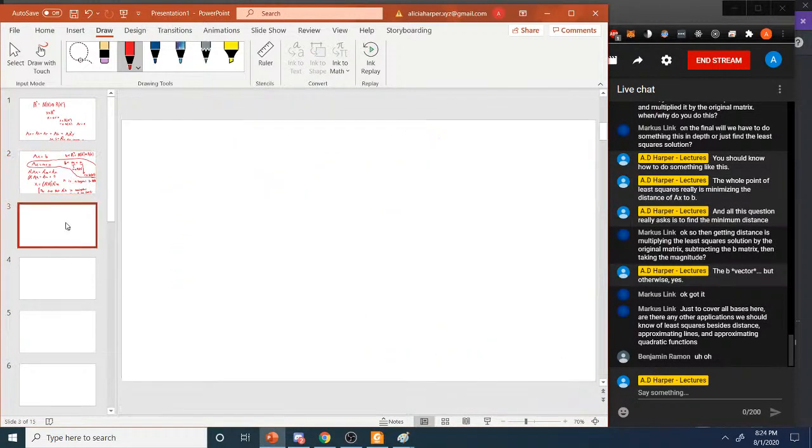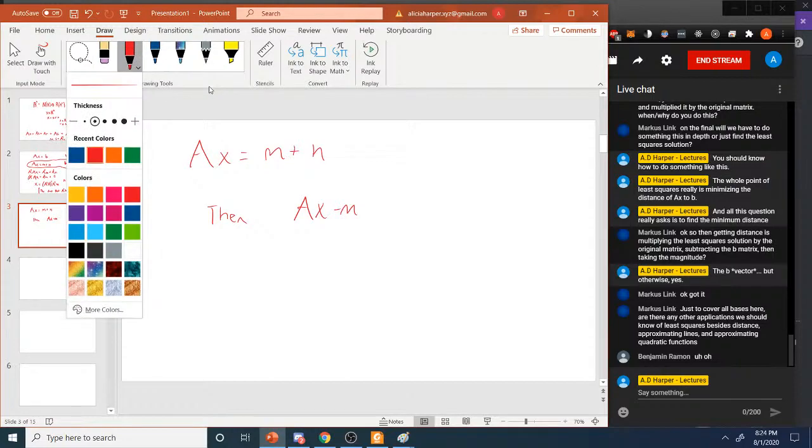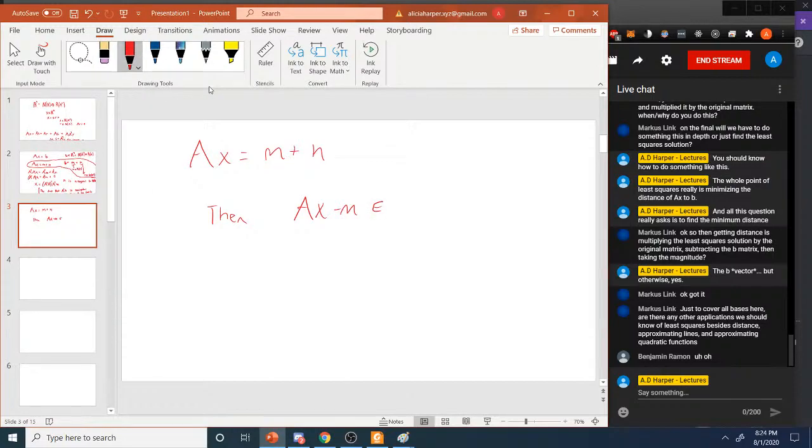So let's look at this. Ax is equal to m plus n. Then Ax minus m is an element of the column space of A transpose. Wait, hold on. No, I'm sorry, it is an element of the column space of A.